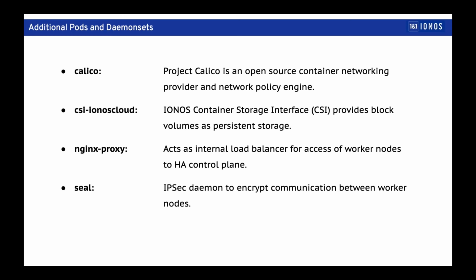Then you will see an Nginx proxy running as a daemon set. Because the control plane is set up to be highly available, we need a load balancer basically to access the control plane. And this load balancer is running on each individual worker node. The final one you might not be familiar with, it's called Seal. This is actually our own development, our own implementation of the IPsec daemon, which is needed to encrypt the communication between the worker nodes.